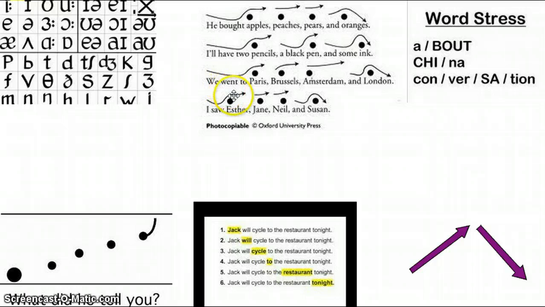Let's deal with the third sentence. We went to Paris, Brussels, Amsterdam, and London. And London. So you can see the intonation goes down. Okay. Let's do the following one. Esther, Jane, Neil, and Susan. And Susan. It goes down as well.